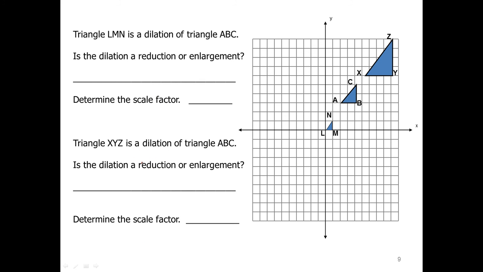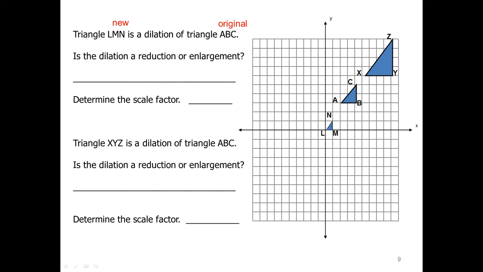So now I have 3 triangles. It says triangle LMN is a dilation of triangle ABC. So this time we don't have the little primes to tell us which one is the new and which one's the original. So the first thing you've got to do is identify: triangle LMN is a dilation of triangle ABC. So LMN is our new triangle and ABC is the original.